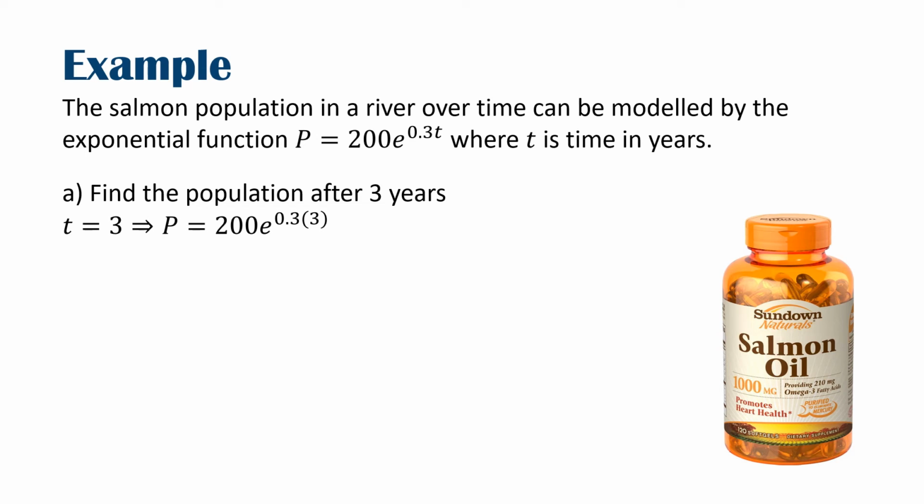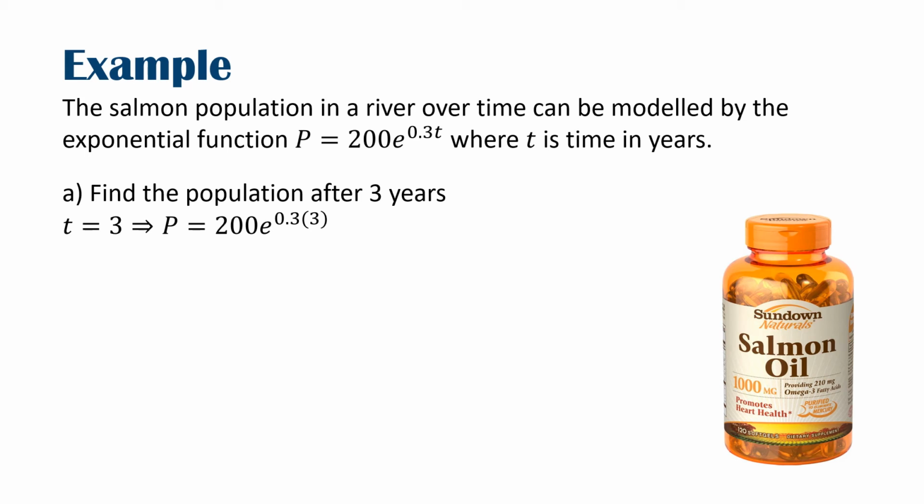So when t is 3, we get P equals 200 lots of e to the power of 0.3 lots of 3. We can type that straight into the calculator. Remember, I did say you have got a button on there that's e to the power of x, or depending on your calculator, it might be e to the power of n. Sometimes it's just e to the power of a square. It totally does depend on your calculator.